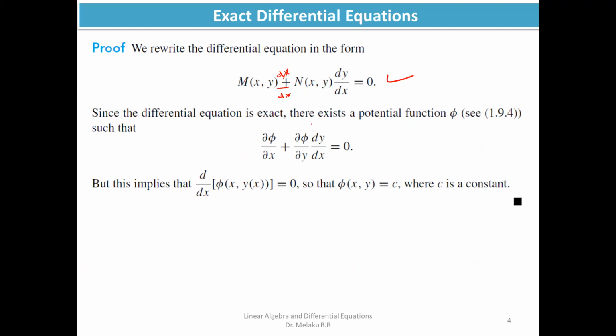Since the differential equation is exact, there exists a potential function phi by definition, and we have that the partial of phi with respect to x, dividing by dx, is equal to 0. What we are saying is that d by dx of this potential function is 0. If it is 0, it means the potential function is a constant function. And this is treated as the general solution of the differential equation.